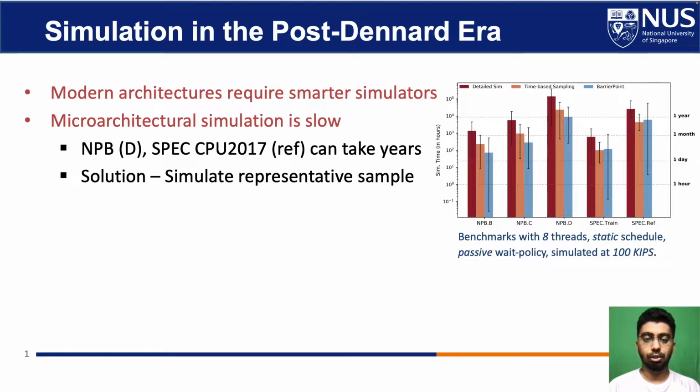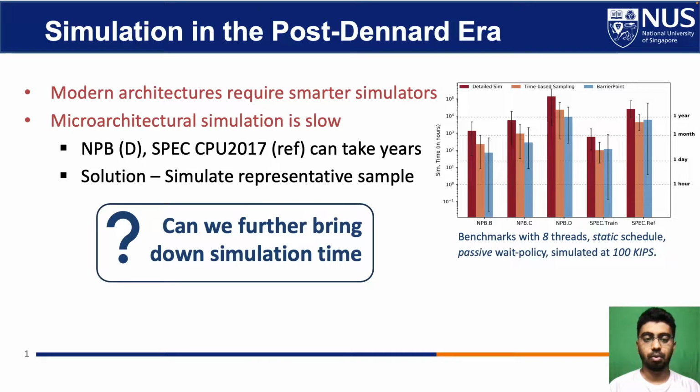Sampling is one key solution to making these extremely long simulation times tractable. However, prior sampling methodologies are helpful only in a few cases. What we need is a sampling methodology that can bring down the overall simulation time to a reasonable duration. To this end, we propose LoopPoint, which can reduce the overall simulation time to a few hours.